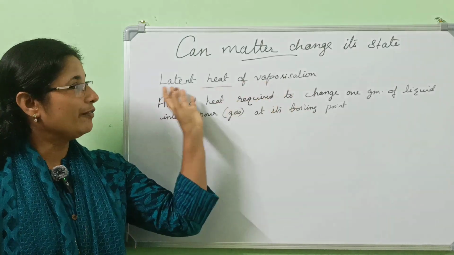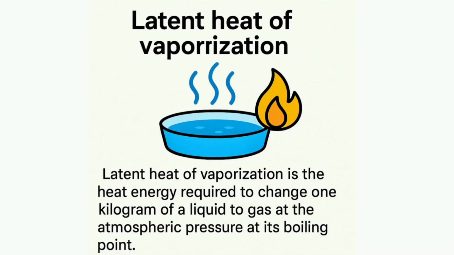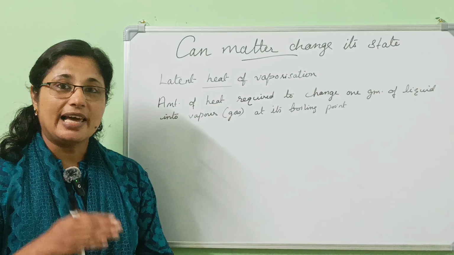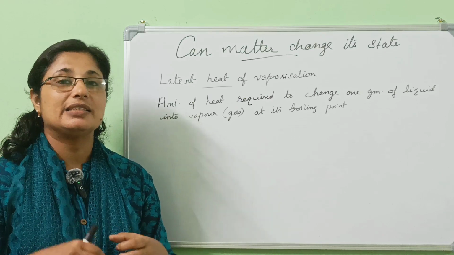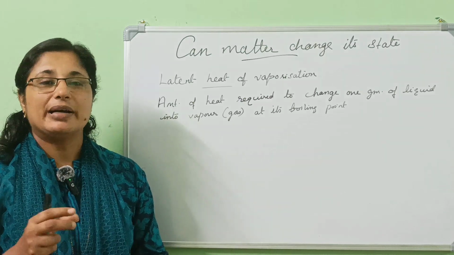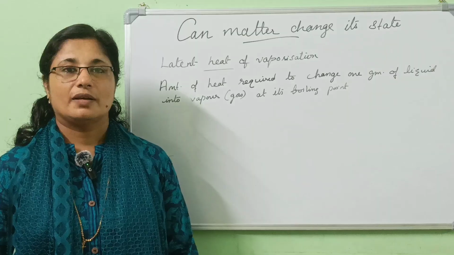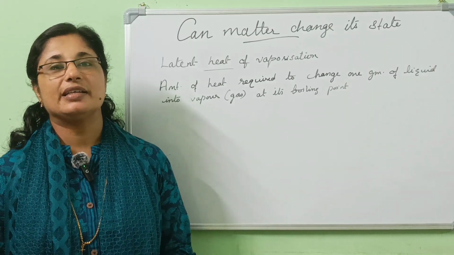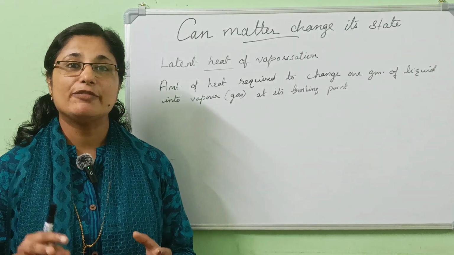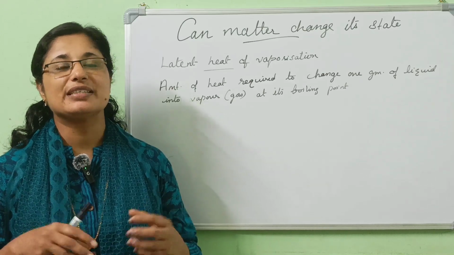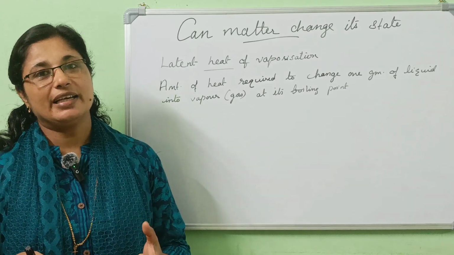So the latent heat of vaporization is the amount of heat required to change 1 gram of liquid into vapor at its boiling point. And just like melting, this heat doesn't raise the temperature, but it helps in changing the state of matter. For example, steam at 100 degrees Celsius has more energy than water at the same temperature because it has absorbed this extra hidden heat.